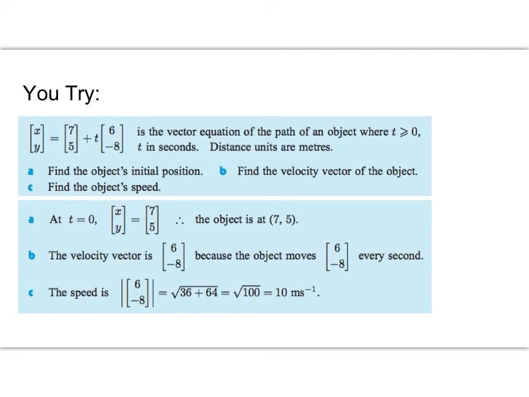Hopefully you can see that the starting point is 7, 5 here, and that my velocity vector, because I move every unit of time, it's associated with the time, 6 units to the right and 8 units down. That's the velocity vector. So my speed is 6 squared plus 8 squared, which gives me the square root of 100. And the square root of 100 is 10, so 10 meters per second.